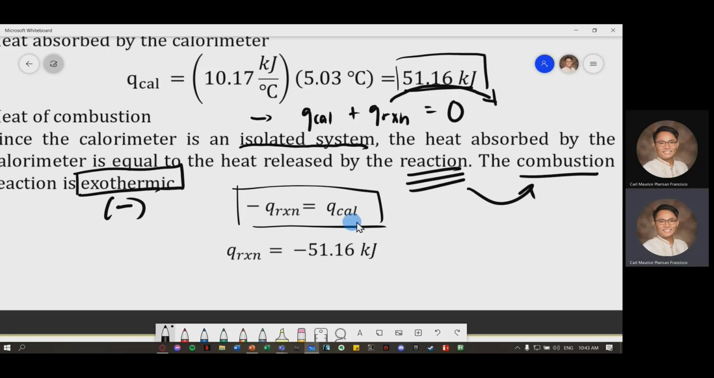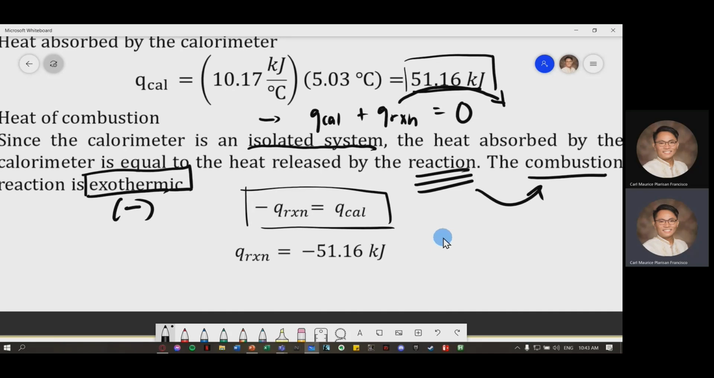So what's next? What's the use of that? Next, your answer for Q_cal, the heat of calorimeter, is 51.16. It says Q_cal is equal to negative Q_reaction. So 51.16, you just make it negative. Again, Q_cal is 51.16 kilojoules, and Q_cal is equal to negative Q_reaction. Since your heat of calorimeter is 51.16 kilojoules, the sign is negative: negative 51.16 kilojoules. This is your heat of reaction.